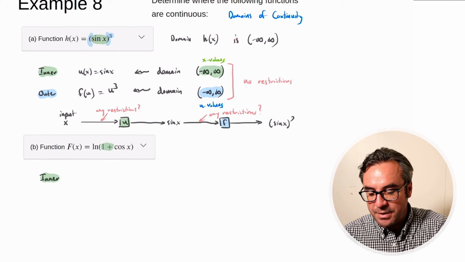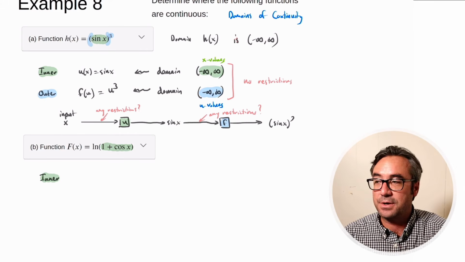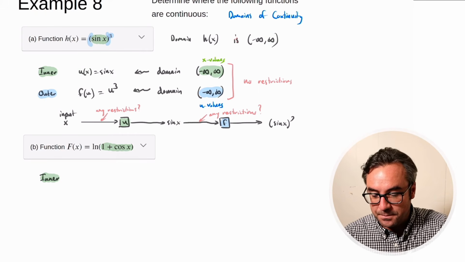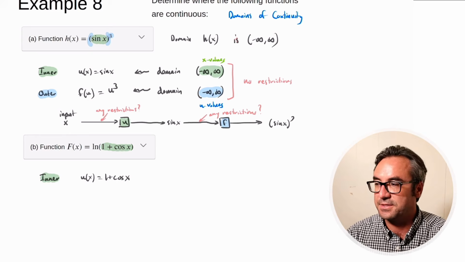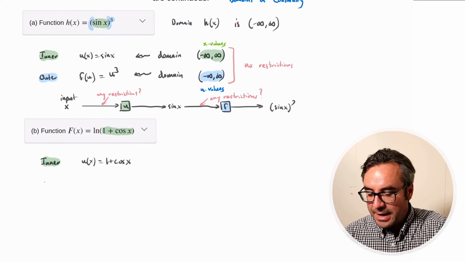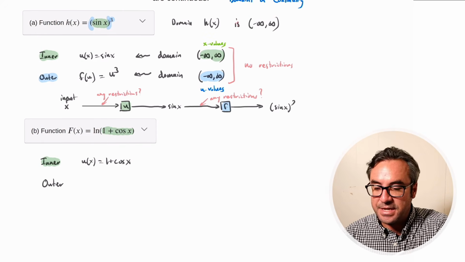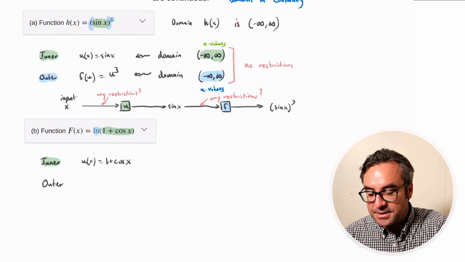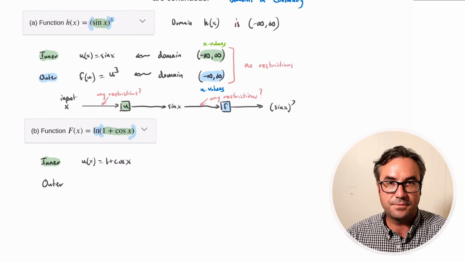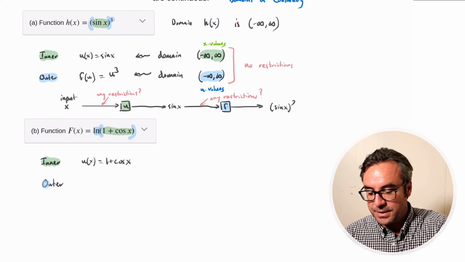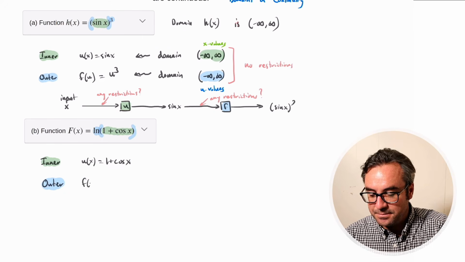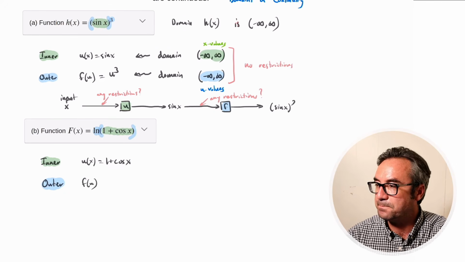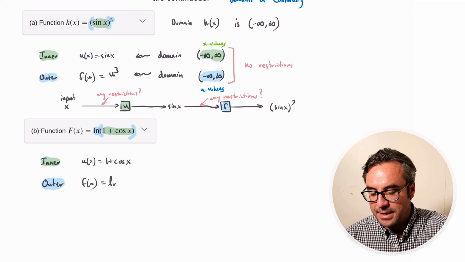And usually if you see parentheses, it's the stuff inside the parentheses. So I'm going to call that 1 plus cosine x my inner function, and I'll call it u of x. Now my outer function, the next layer, in this case is the natural log function. So that's going to be my outer function. And I'll use the same notation, little f of u, and this is going to be natural log of u.